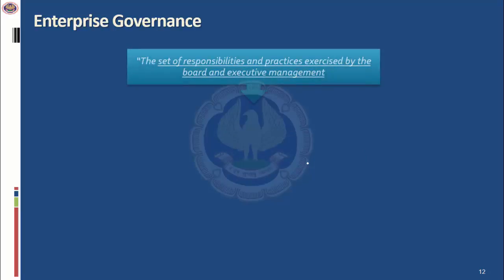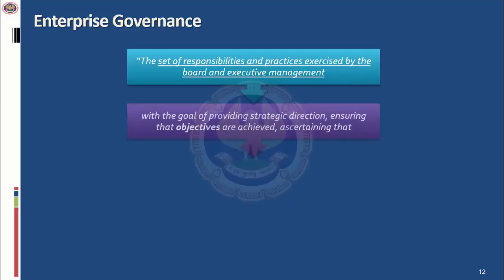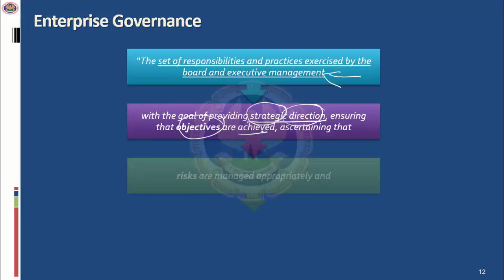Let's look at enterprise governance. Now, if you see here, we are fundamentally talking about the board and the senior management or the executive management. With the goal, you'll find that certain things which are constantly repeated, which is strategic direction. So the key word here is strategy. The key word here is direction. And you also have the keyword objectives are achieved. This is the fundamental objective of governance.